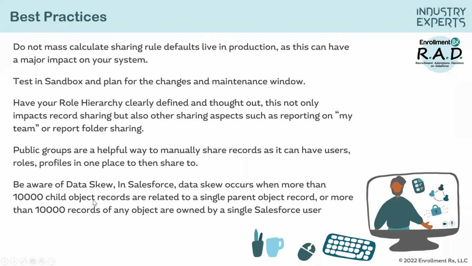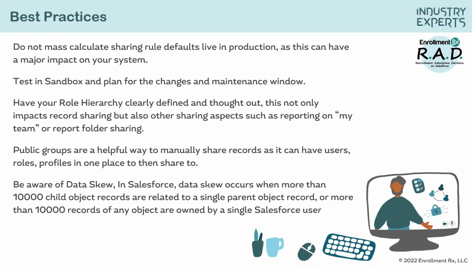And then the other big one I would say is data skew. So in Salesforce, data skew occurs when more than 10,000 child object records are related to a single parent, or more than 10,000 records of any object are owned by a single Salesforce user. And what this can really do is it can impact the overall processing of your data, any major transactions, and it can cause a lot of downstream impact. So that's something definitely to be aware of.